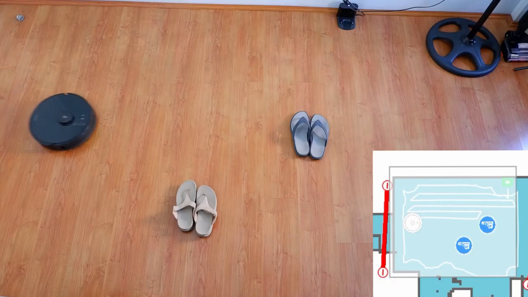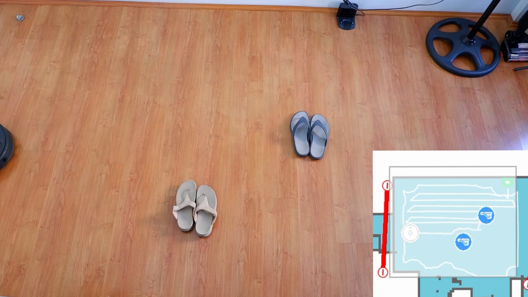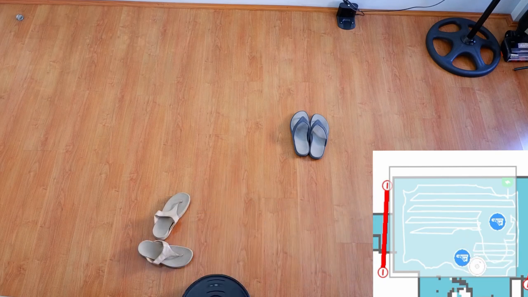I also tested it on slippers and it did fairly well. It avoided the gray one on the right side of the screen, and even though it initially bumped into the pair on the left, it was able to avoid it afterwards.